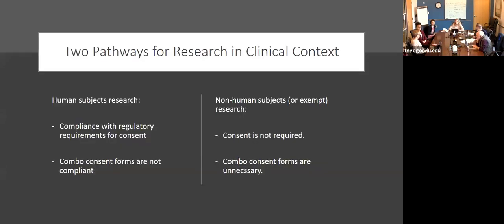And so my conclusions would be that there are really 2 pathways to research in a clinical context. One involves human subject research, where you have to comply with regulatory requirements for consent as set forth in the common rule. And therefore, these sort of combo consent to treatment, consent to research forms would not be compliant. They would not satisfy the requirements for informed consent. The other pathway to research in the clinical context, or arising out of the clinical encounter, however you want to think of it, would be non-human subjects or exempt research, in which consent is not required at all. So the combo consent forms aren't necessary, including a consent to research under those circumstances doesn't seem to make sense.